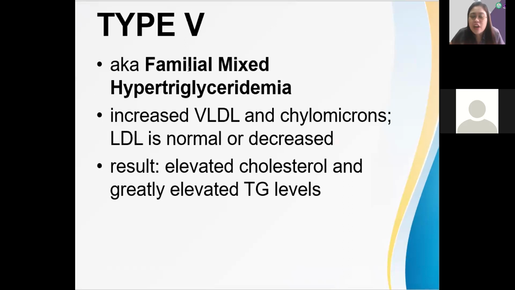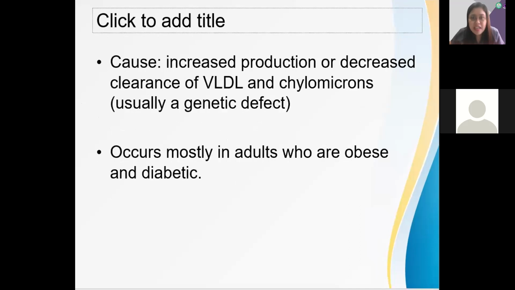So next we'll have type 5 or also known as familial mixed hypertriglyceridemia. There is increased VLDL here and also chylomicrons, but the LDL can be normal, pwede pod decreased. So aside from that, actually i-add na to no kasi the result can be either normal or elevated cholesterol. But then again, since this is hypertriglyceridemia, the problem is still the triglycerides.